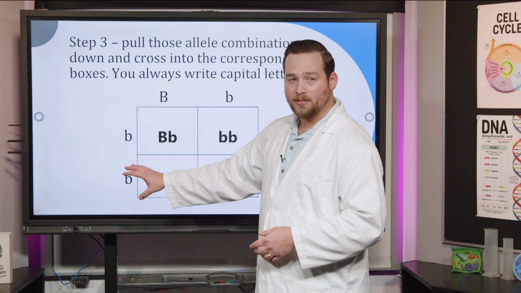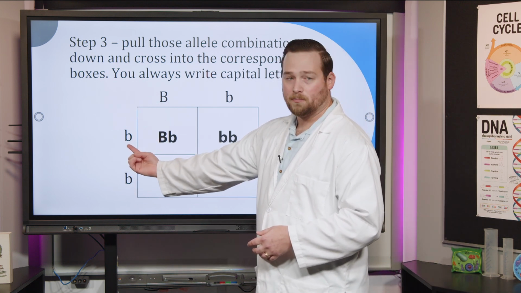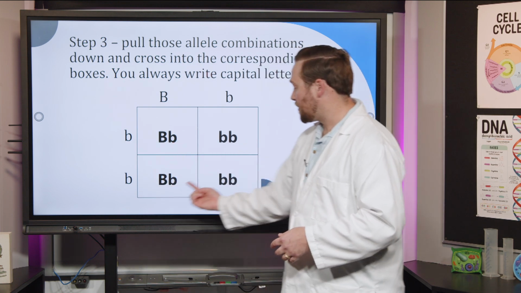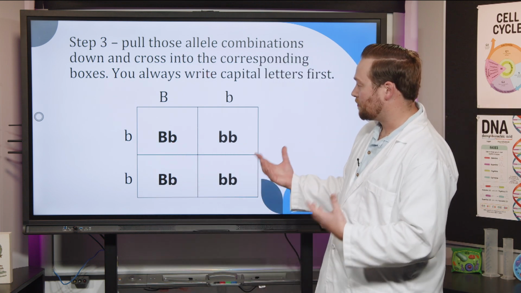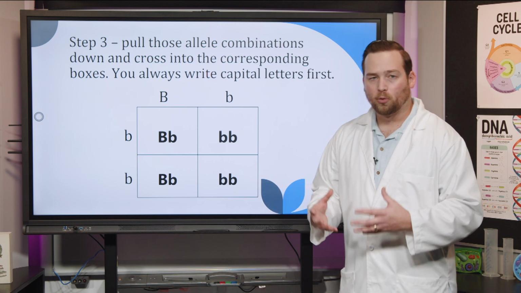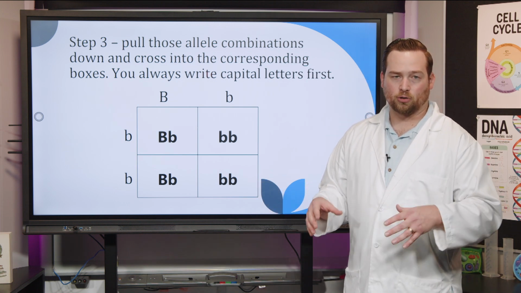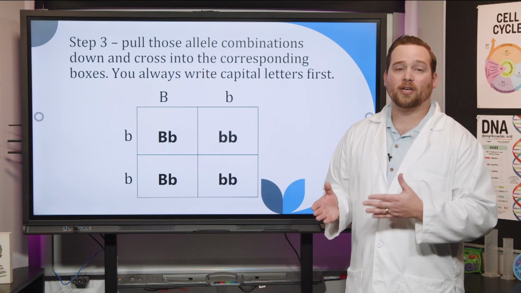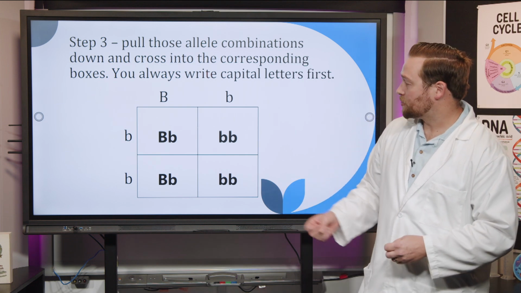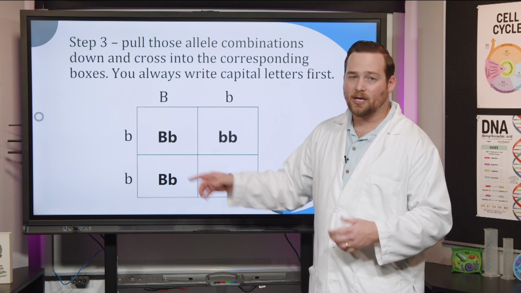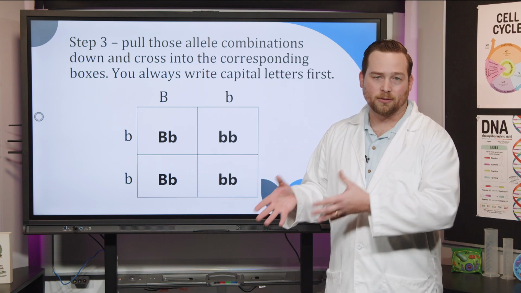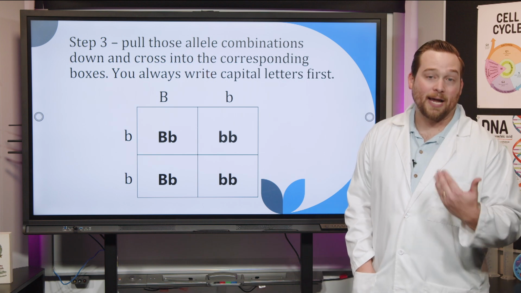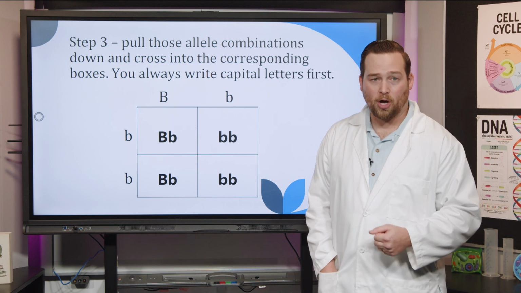Then I came over here to the side and did the same thing. I pulled this little b and pulled it over and put it into each of the boxes, and same thing with that. And then this is what I'm left with, okay? So you want to pull those allele combinations down and across into the corresponding boxes, and you always want to write the capital letters first. Okay, so if you get a combination like this, it would not be correct to write it as little b, big B. We always want to put the dominant letter first, and that's going to make our job a lot easier as we keep going with this.